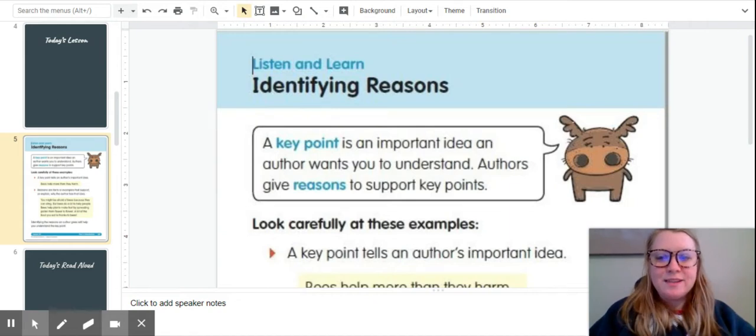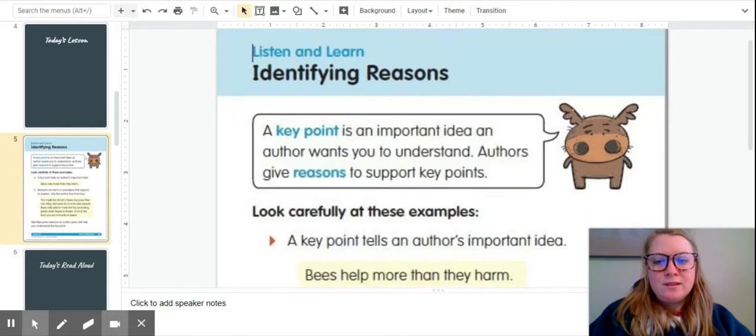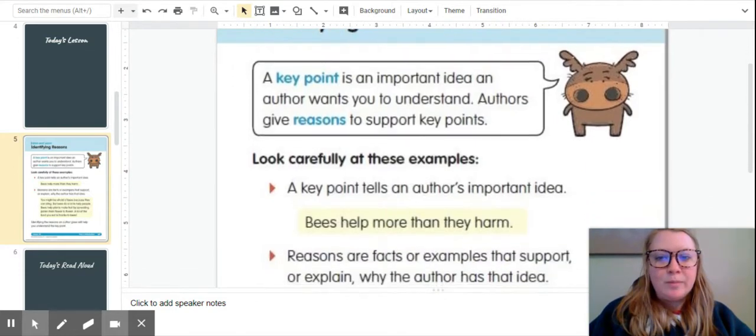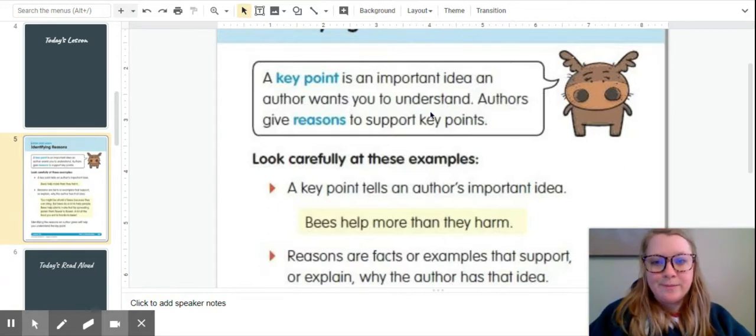First graders. So today for reading, we're going to learn about identifying reasons inside a text. Now, when we're trying to identify reasons, we need to look at a key point. And a key point is an important idea an author wants you to understand. Key points are also the author's opinion, so it's what they think or feel.